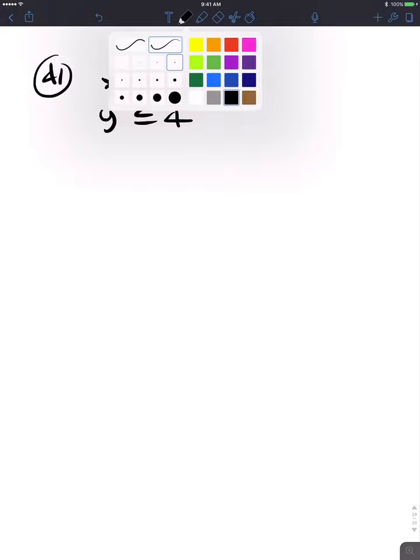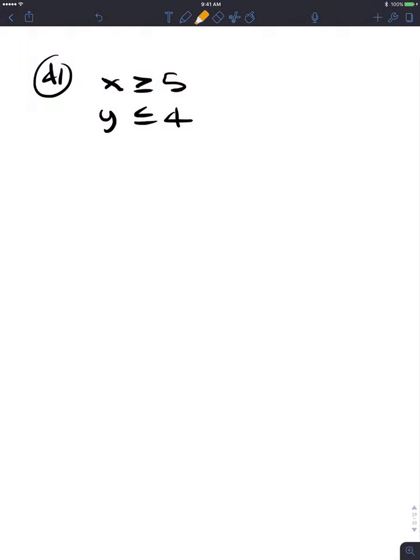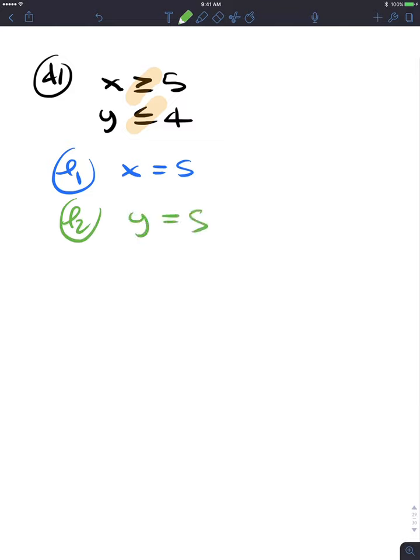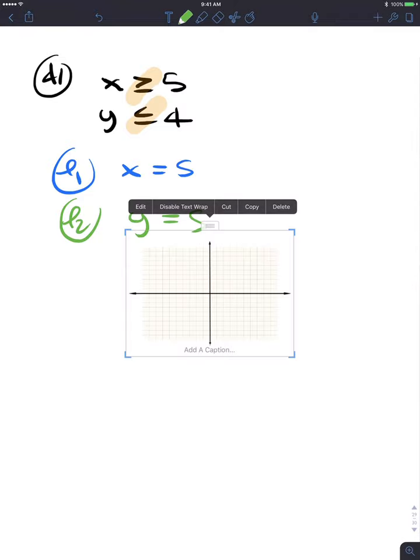Number 41. x greater than or equal to 5 for 41. y less than or equal to 4. Again, if you notice, solid lines. They are greater than or equal to sign and less than or equal to. So we're going to actually look at L1 being x equals 5. And then we'll look at L2 being y equals 4. Vertical lines, horizontal lines. Need a graph.